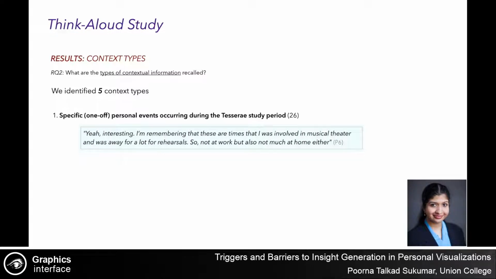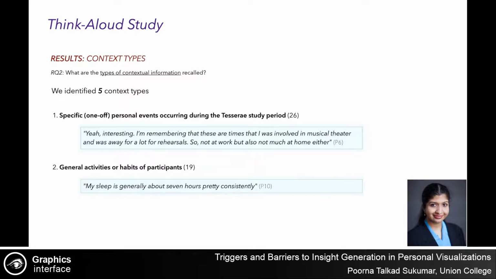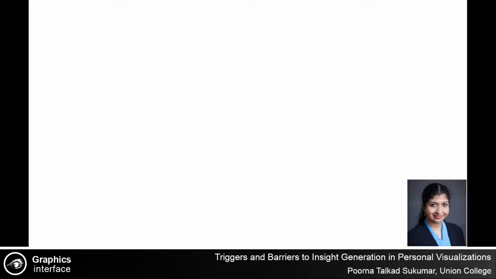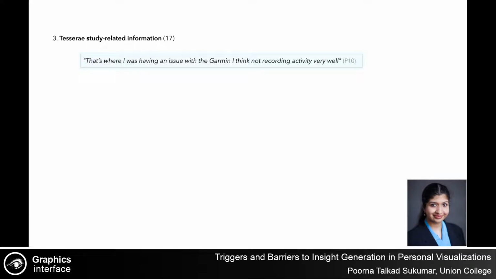And here is an example code. Participants also stated their general activities or habits to make sense of the data they were seeing. And participants also recalled various aspects of the TestRace study, such as the study start and end dates, questionnaire responses, and times when they had issues with their devices.